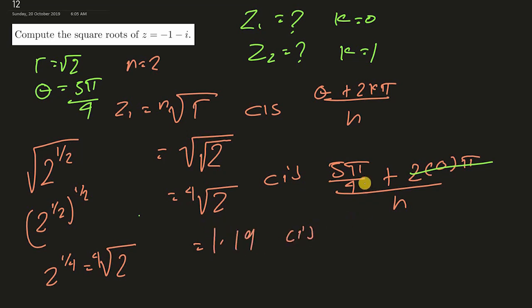1.19 CIS, 5 pi over 4. Ang n natin is equals to 2 kasi square root siya. So, 5 pi over 4 over 2 is equals to 5 over 8 pi. So, that's equals to 5 over 8 pi.